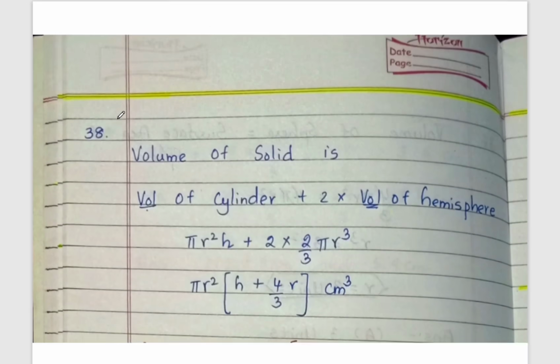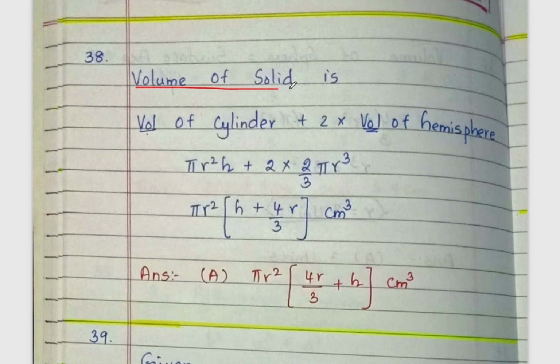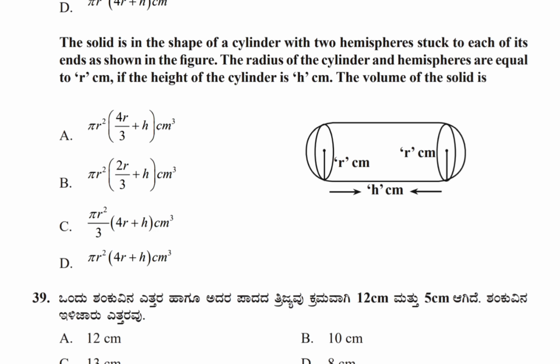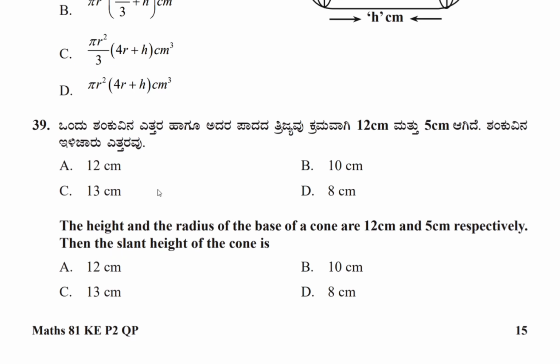Now, volume of solid is volume of cylinder plus 2 times volume of hemisphere. Volume of cylinder is pi r square h. Volume of hemisphere is 2 by 3 pi r cube. Now pi r square is common. Take common factor out. The remaining terms are h plus 4 by 3 r centimeter cube. Therefore, the correct answer is option A, pi r square into 4r by 3 plus h.